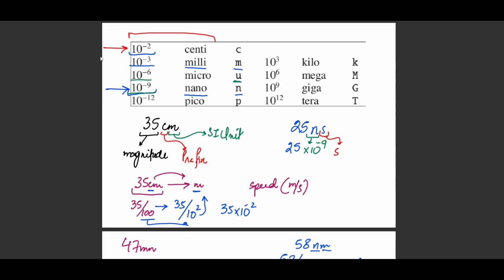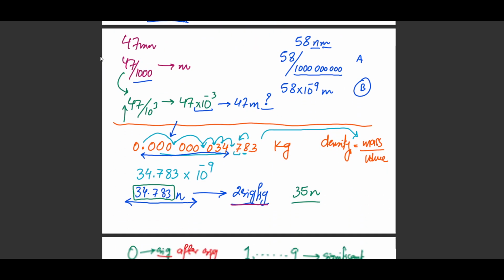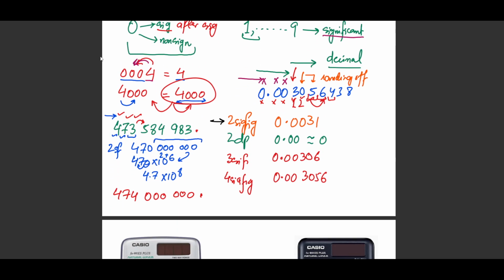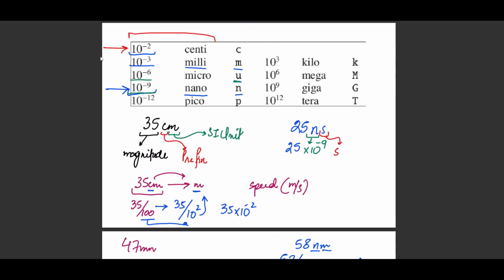Again, prefixes are there to make our life easy. Similarly, over here, let's say this was power 6, for example, considering this example again. If you had 470 into 10 raised to power 6, what you could have simply written down as 470 mega, capital M, because if you go back to the table, you see that 10 power 6 is mega, capital M.